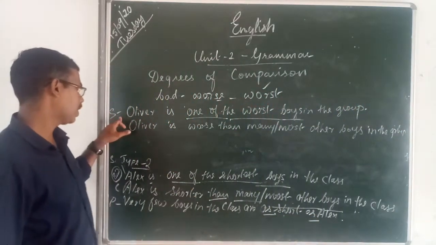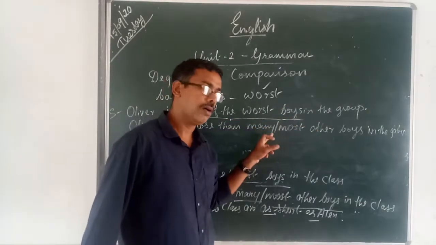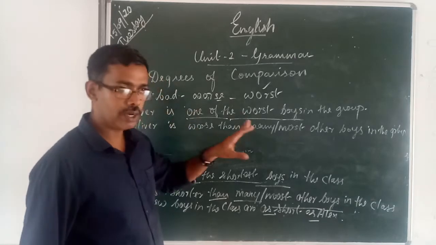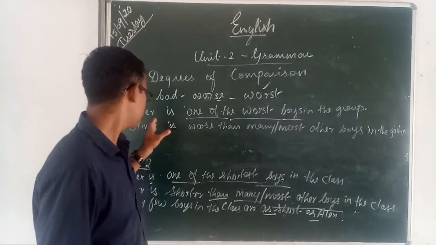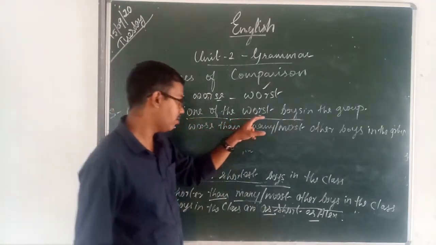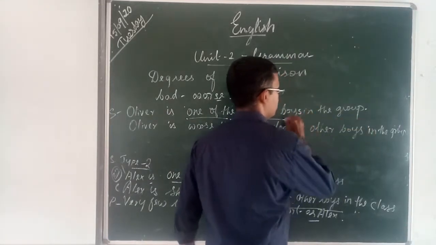When you write this in superlative, Oliver is one of the worst boys in the group. That means he is one among the worst boys. That's the meaning of that. He is one among the worst boys.